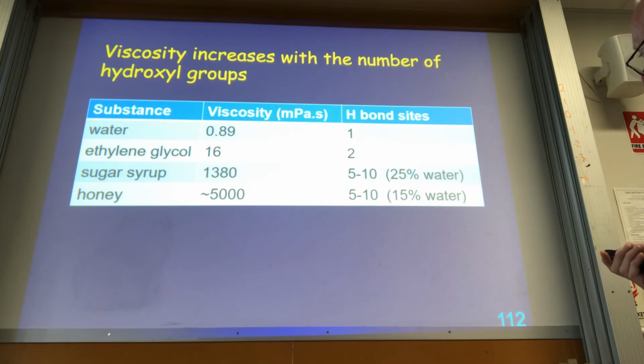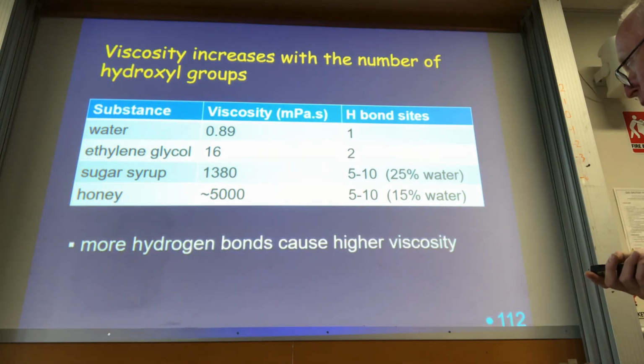Compare that to honey, which has got a lower proportion of water, so a bigger interaction between all those hydrogen bonding sites, and has got a huge viscosity. More hydrogen bonds, high viscosity. More hydroxyl groups, higher viscosity.